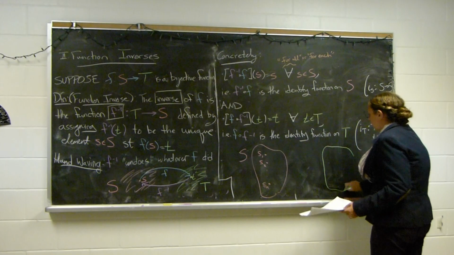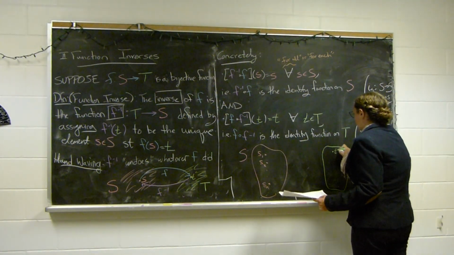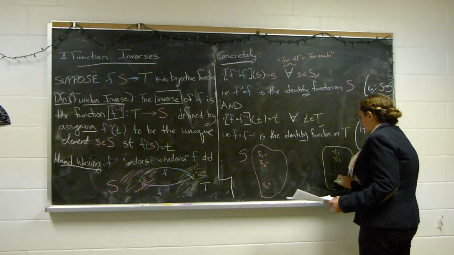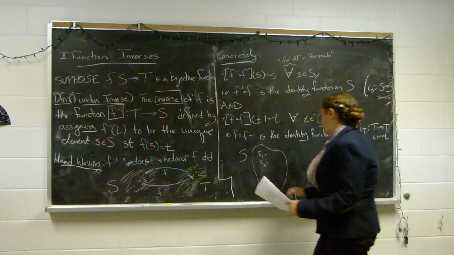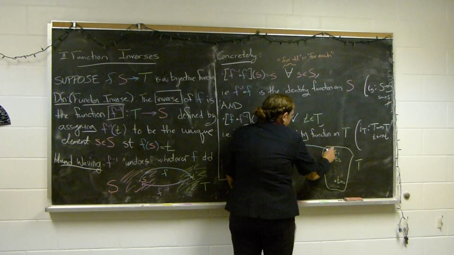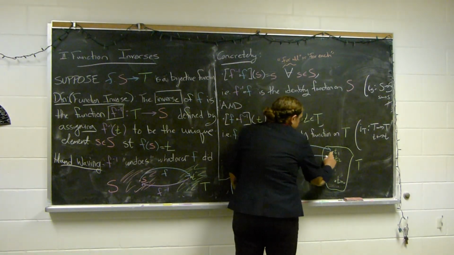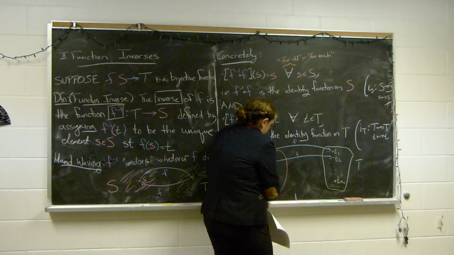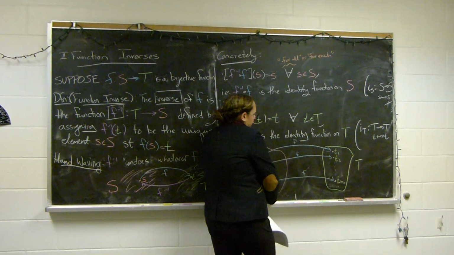And over here I have my T. So again I have a finite number of points here, so I have a T1 and a T2, all the way up to a Tn, okay? And what happens is that F takes S1 to T1, and all of these go over like this, and then F inverse undoes each of these.